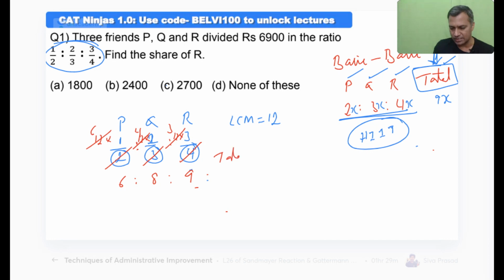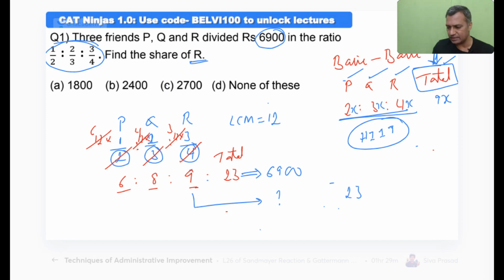Of course, there is something called the total. You write the total, 6 plus 8 plus 9, which becomes 23. That is the total. The author is trying to say that 23 corresponds to 6,900. Therefore, R, what is the value of R? 9. 9 corresponds to how much? Simple. 23 corresponds to 6,900, so 23 times 300 is 6,900. Therefore, 300 into 9 becomes 2,700.